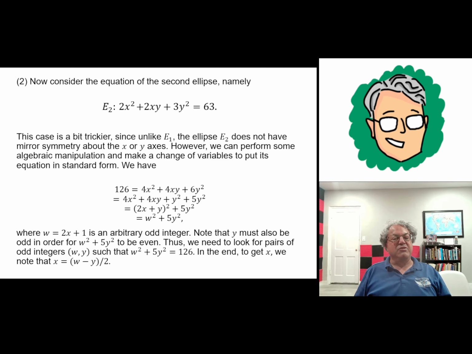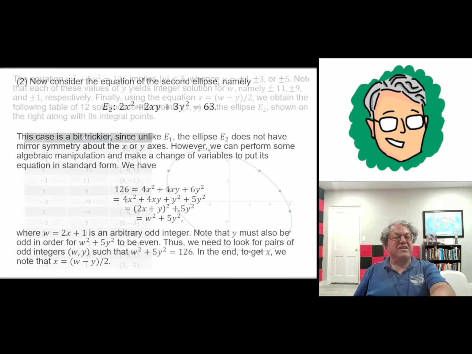But anyway, now we have to look for solutions first, and then when we're done, we can substitute back for x. If we solve for x in terms of w and y, we get x equals w minus y over 2. So now we're going to do the same thing we did last time.